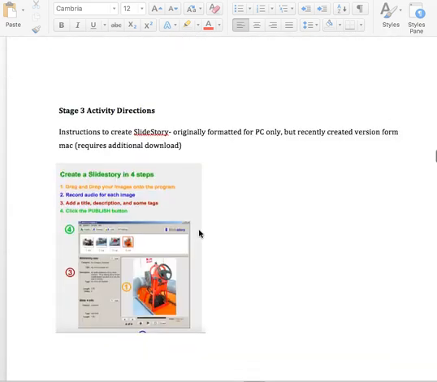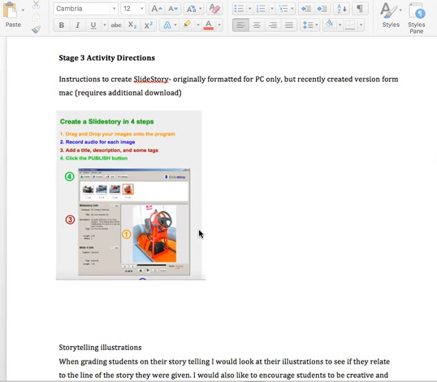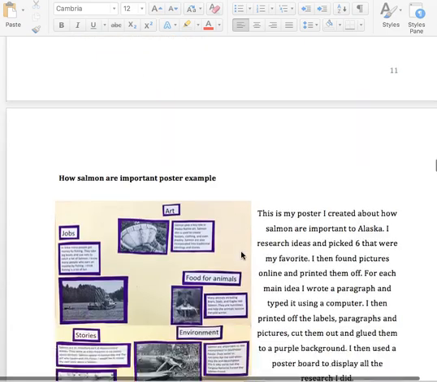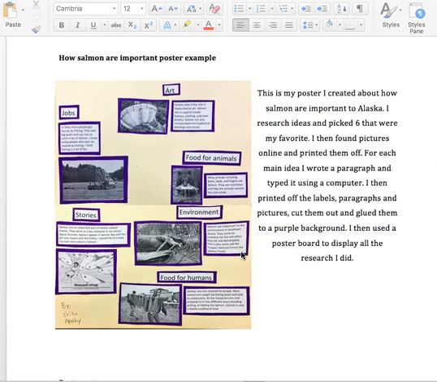Moving down here, this just talks about the format that will be used to make the slide story. There's more information here. And this is an example that I created of a poster. I took 6 main ideas and researched them a little bit, wrote a little paragraph, and then found pictures, attached them to a border, and glued them onto this paper, and this would be photographed and included in my final portfolio.